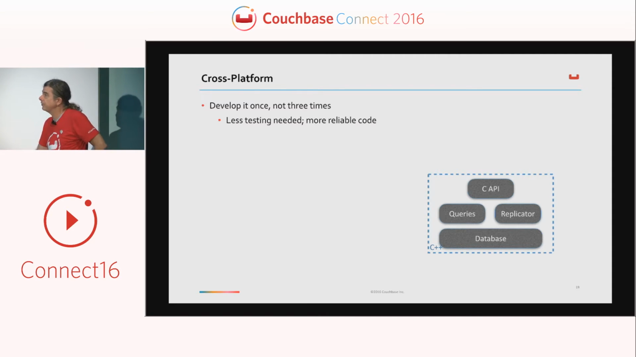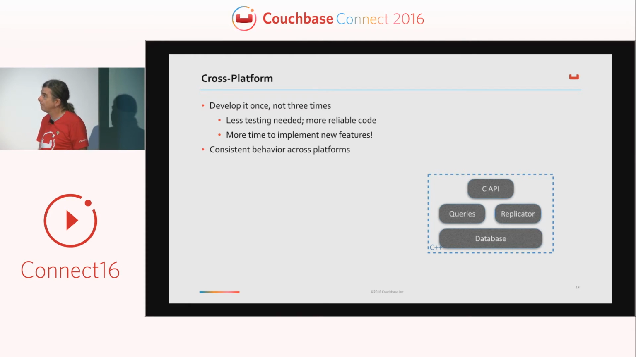So this way, we only have to develop this once. We obviously will need less testing of it because it's one code base instead of 3, which will help us develop more reliable code. This will give the team more time to actually work on new features, since the new features will mostly only need to be implemented once instead of 3 times, unless they're up at the platform API level. And it should give us more consistent behavior across platforms.